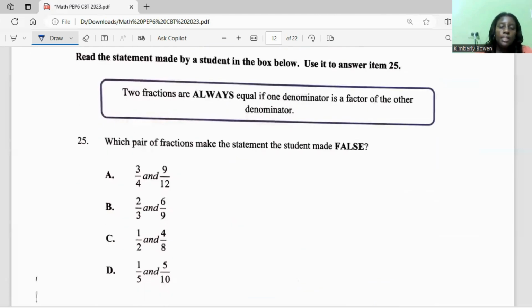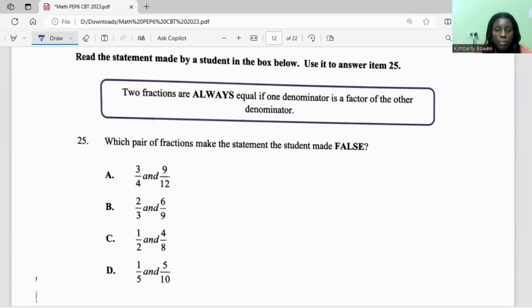Read the statement made by a student in the box below and use it to answer item 25. Two fractions are always equal if one denominator is a factor of the other denominator. Which pair of fractions makes the statement the student made false?